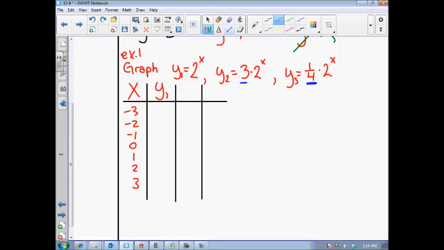Okay, so the first equation we're going to refer to as y1, which equals 2 to the x. We can do some of these in our heads. Let's start at the bottom, plugging in +3. What is 2 cubed? 8. 2 times 2 is 4 times 2 is 8. What is 2 squared? 4. What is 2 to the first power? 2. What is 2 to the 0 power? 1. Anything to the 0 power is 1.